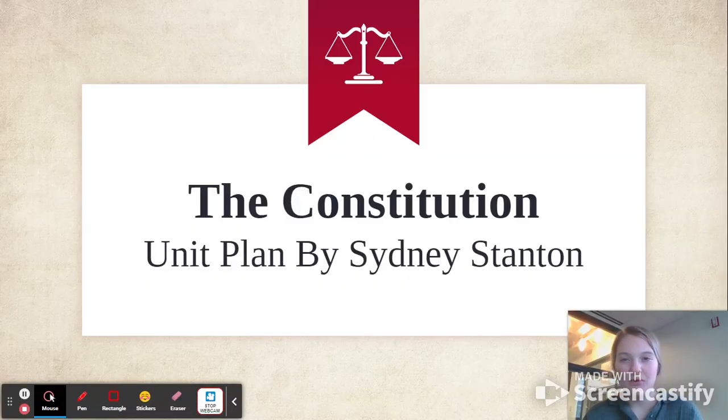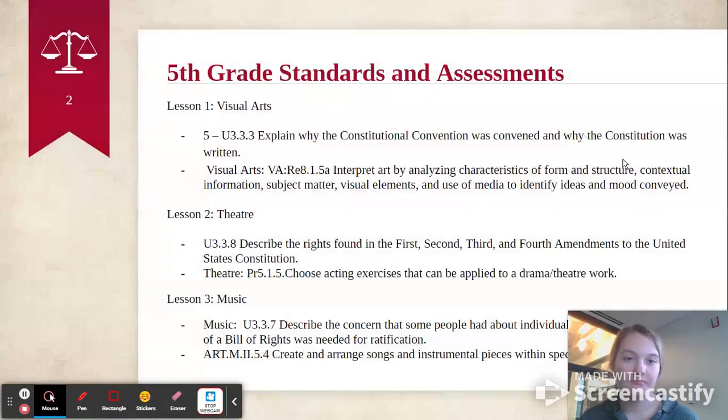Hi guys, today I'm going to be presenting my Constitution unit plan. So, 5th grade is the grade that this unit plan was designed for. However, you could adapt it to a lot of different grades, probably higher, 6th grade. You could do 4th grade maybe. So the standards, I have 6 of them, two for each lesson.